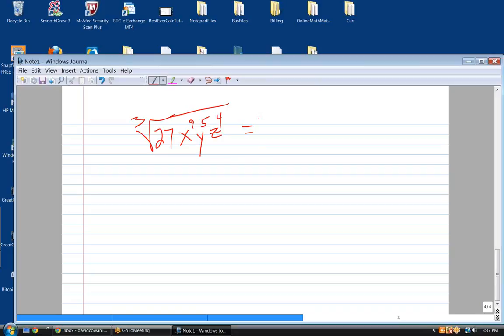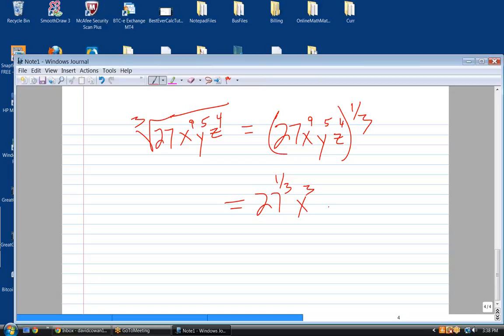Yeah. Let's do a first step here, which I kind of like for all of these, but you may prefer something different. But this is what I always would do. Now you can apply this 1/3 to every term here. So I can separate it into 27 to the 1/3, x, well, 9 to the 1/3 is the same as x cubed, y to the 5/3, z to the 4/3.